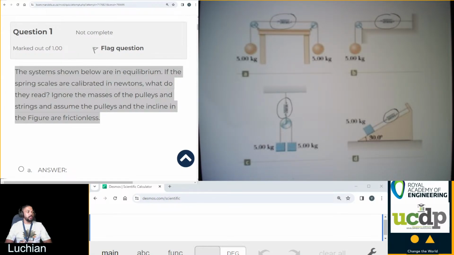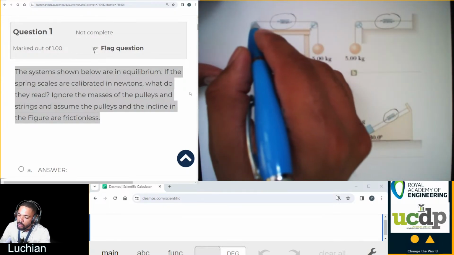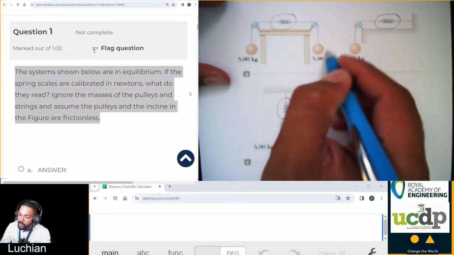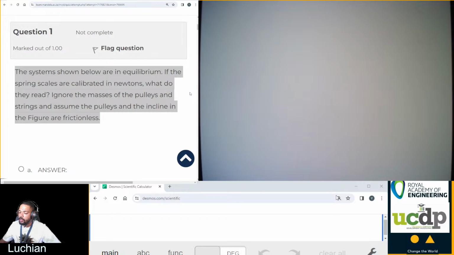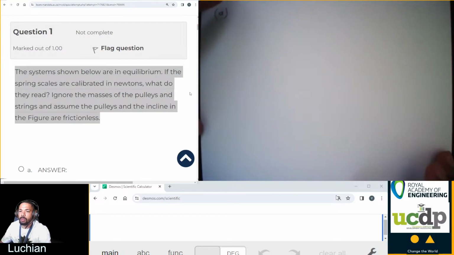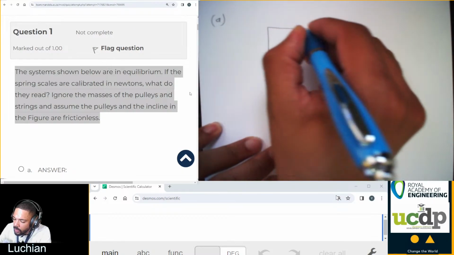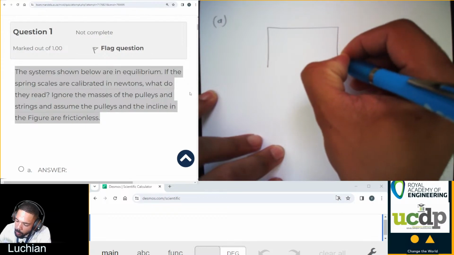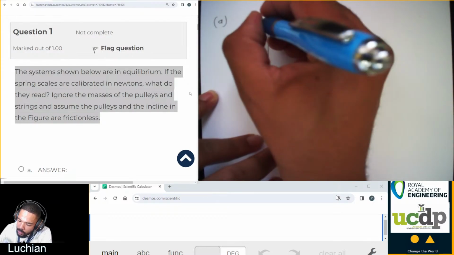Now let's just say for the first one we have this setup. We have a table, two pulleys, and two 5 kilogram balls. So let's say this is A. I'm going to draw a rough sketch of each one of these things. Forgive me, I am no artist. I will draw a rough sketch, really rough. So there we have the pulleys.